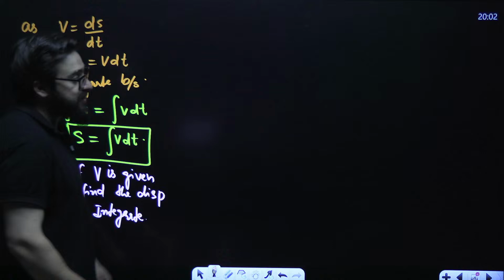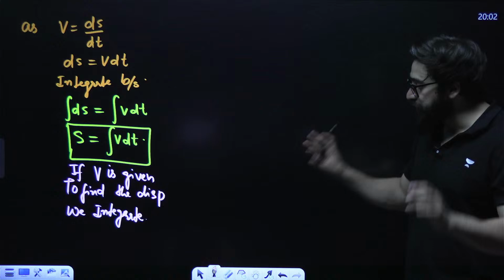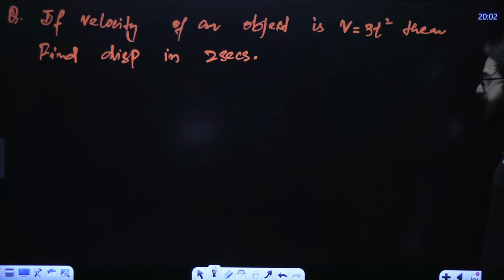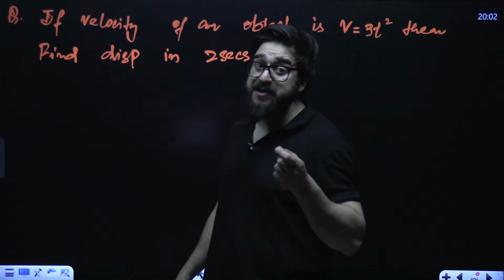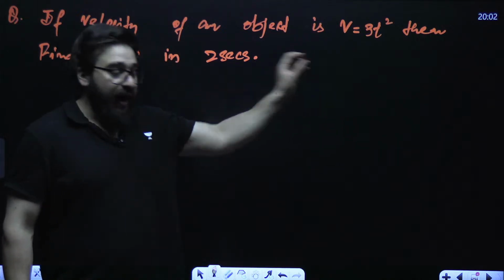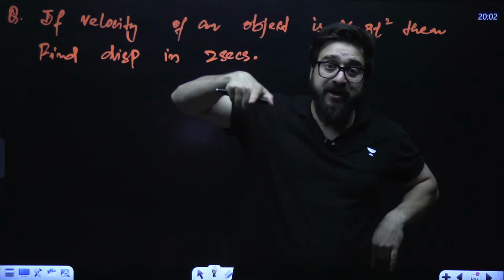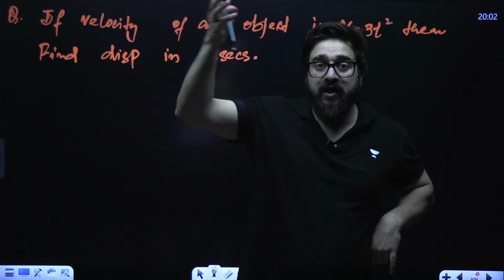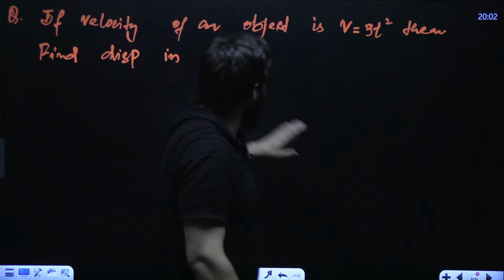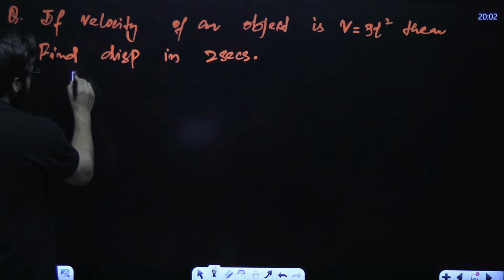If velocity is given, to find the displacement, what do we actually do? We do the integration. Guys, if displacement is given and we are supposed to find the velocity, what do we do? We differentiate. And if velocity is given to find the displacement, we integrate.